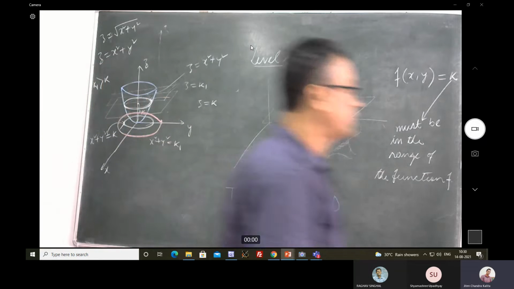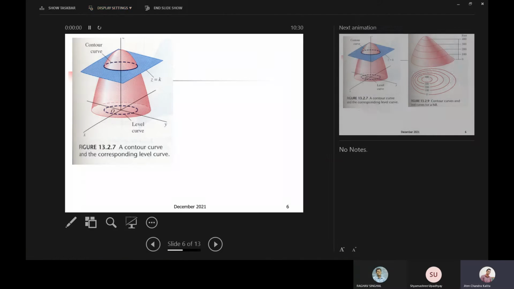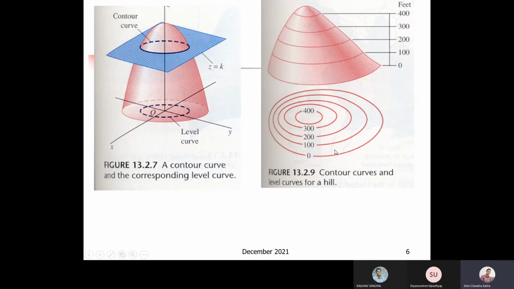So what is the formal definition of a level curve? I'm going to show you one figure here, so it will be more clear to you. Suppose this is the graph of a function. Here also there's an example. It is an inverted paraboloid. Can you guess what is the equation of that paraboloid?